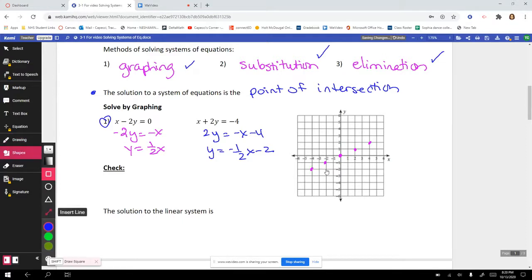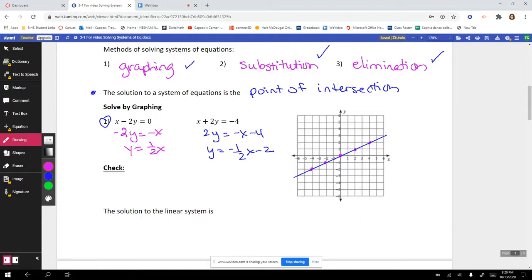Get my line tool. Very, very carefully draw the equation of the line. Arrows on the end. Now, when we're doing this graphing method, we want to try to be as exact as possible. And we're going to do as many points as we think we need.